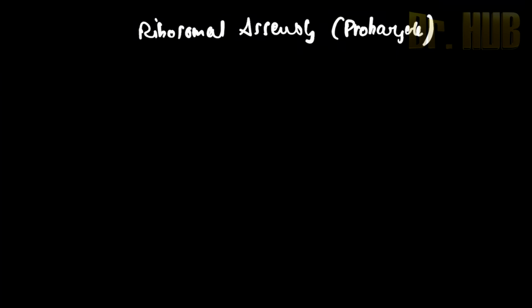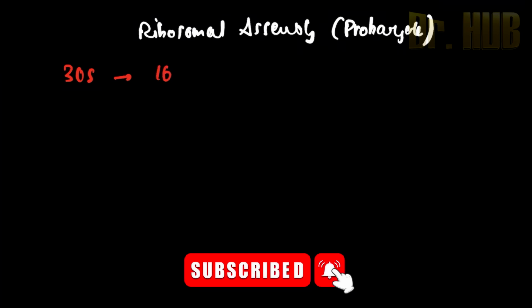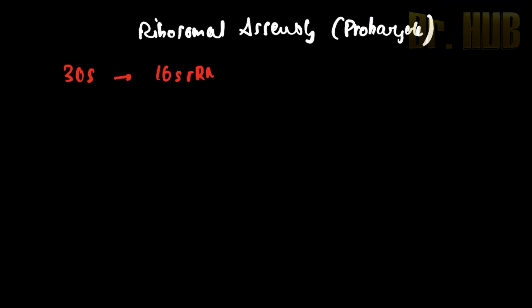Ribosomal assembly. So, ribosomal assembly in case of prokaryotes. The ribosomal units contain 30S. The components of 30S include the 16S rRNA plus the proteins.